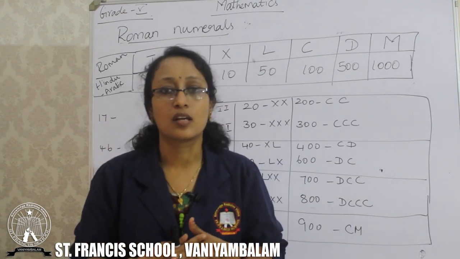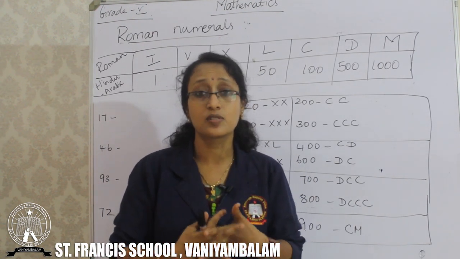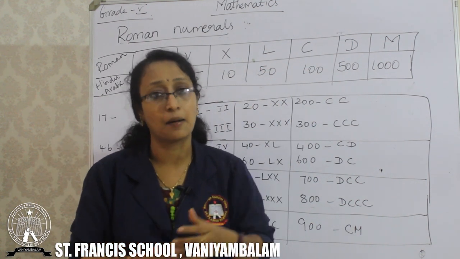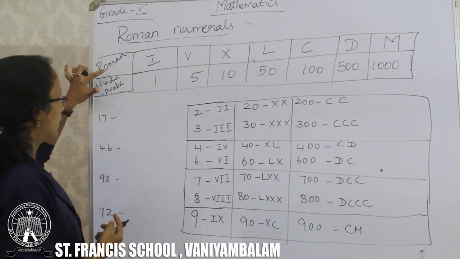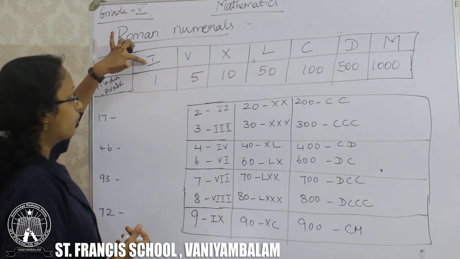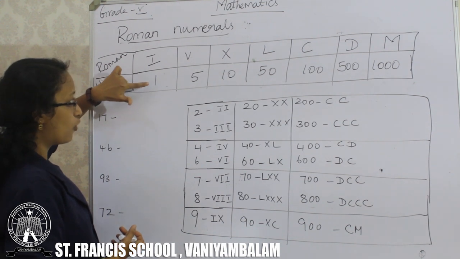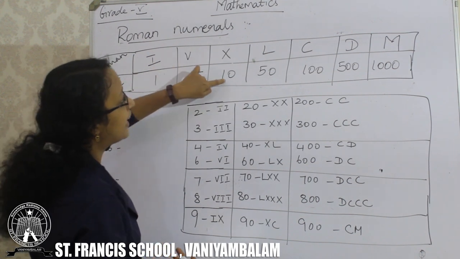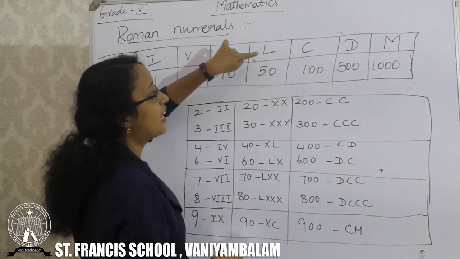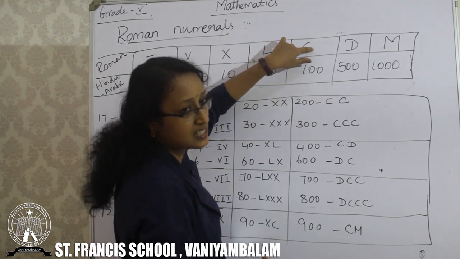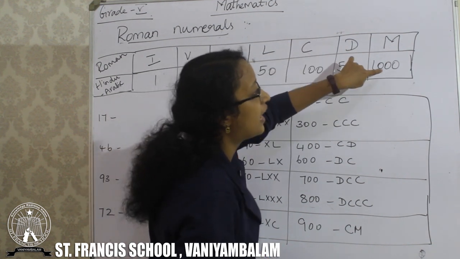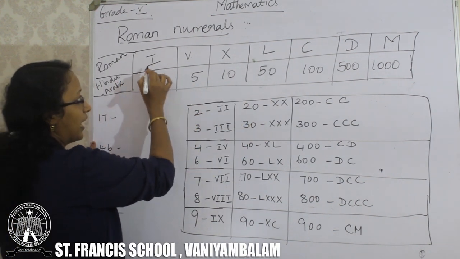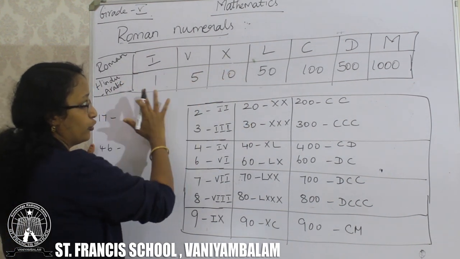Next, our topic is Roman numerals. In ancient times, Roman people used the alphabets to represent the numbers. So we know the Roman numerals as this. For 1, you will represent I, and for 5, V, 10, X, 50, L, 100, C, 500, D, and 1000, M. You have to learn this by heart. I think this I, V, X is very clear for you, right?